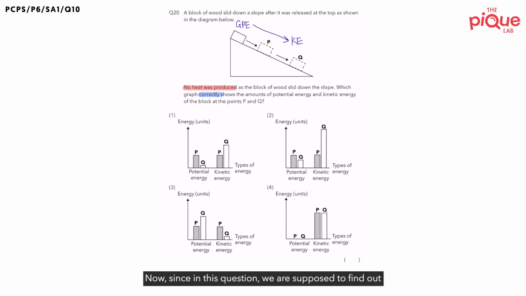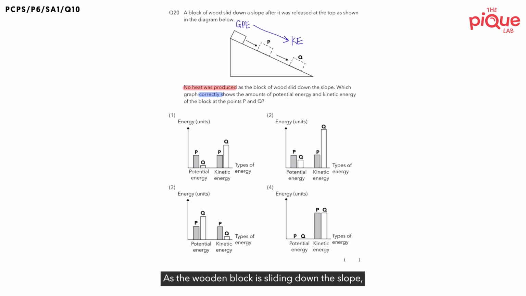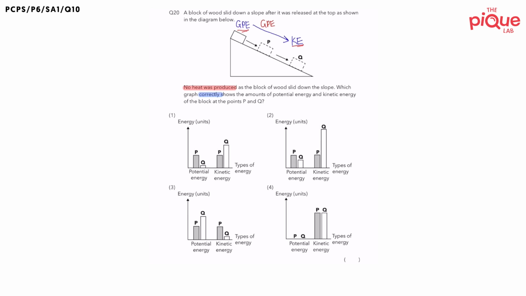Now, since in this question, we are supposed to find out which graph correctly shows the amount of potential and kinetic energy, let's figure out what will happen to the GPE as well as the KE for the wooden block. So think about this. As the wooden block is sliding down the slope, what would happen to the amount of GPE? Remember, GPE is being converted away to kinetic energy, so the amount of GPE, should it increase or decrease? The amount of GPE should decrease.